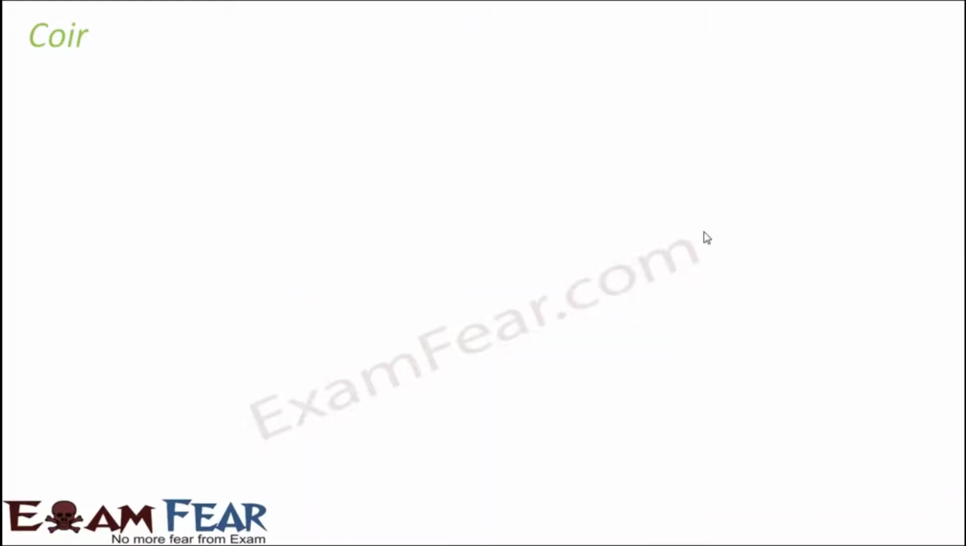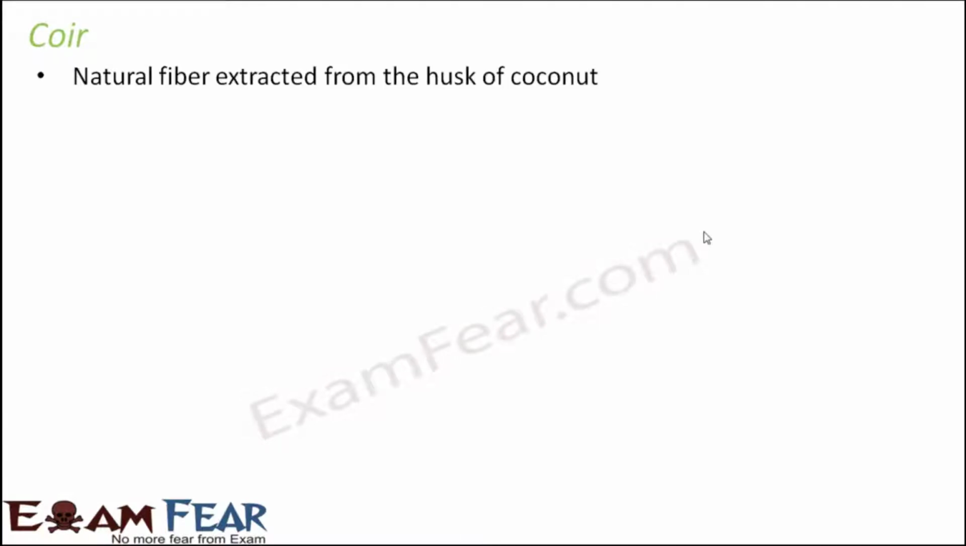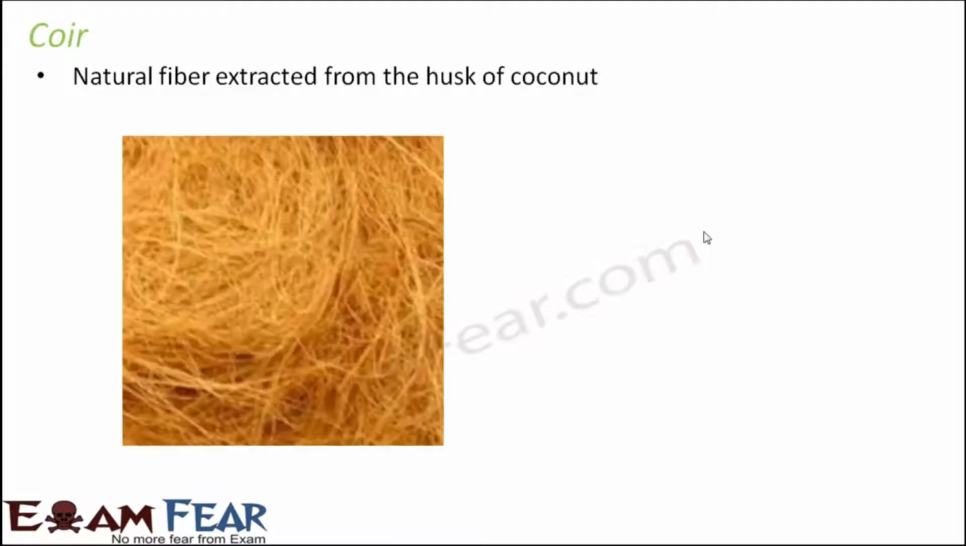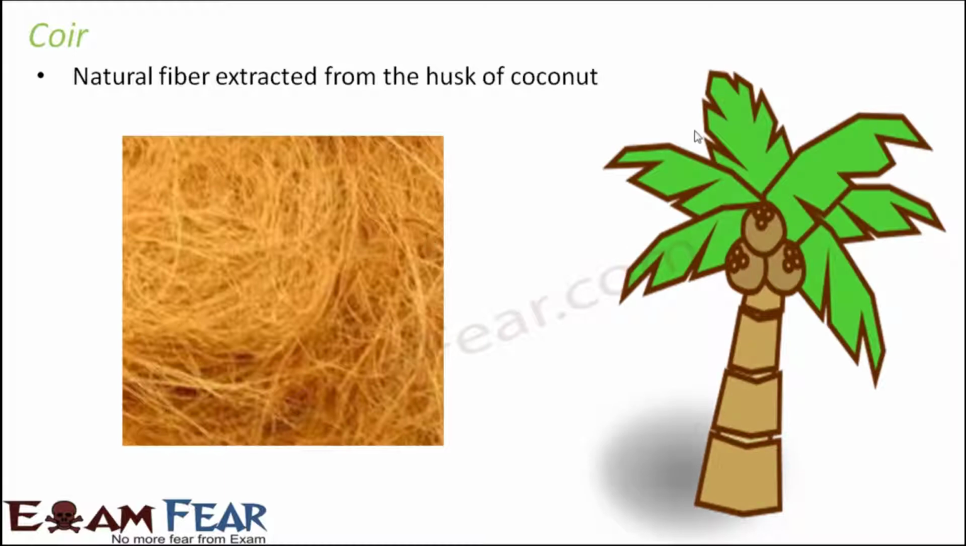The next natural plant fiber that we will talk about is coir. Coir is nothing but the coconut fiber. It is obtained from the husk of the coconut. This is how the outer part of the coconut looks like, right? When you collect them all, this is what you get, and this fiber is termed as coir. It is obtained from the husk of coconut. And where do we use them?